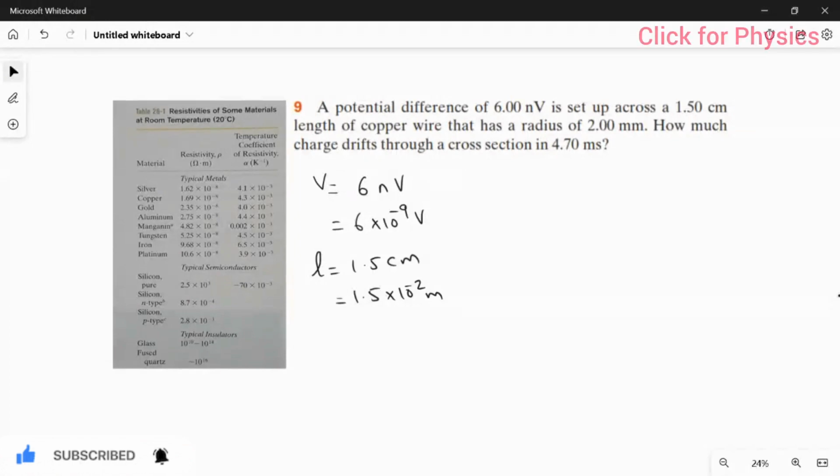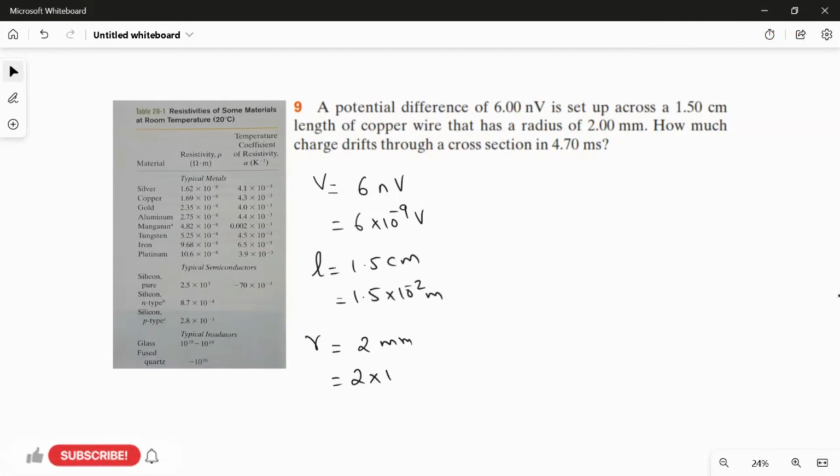And here the radius of the copper wire is given, because if you see the cross section view of the copper wire, it looks like the area of a circle. So area of the circle is pi r square. Here the radius of the copper wire is given as 2 millimeter. In terms of meter, which is 2 multiply 10 to the power of minus 3 meter.